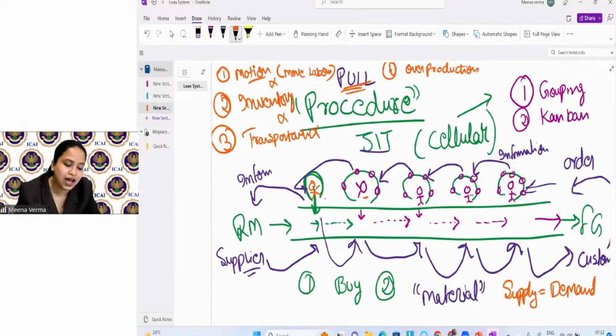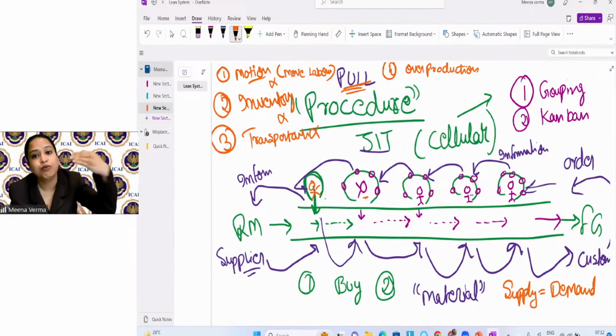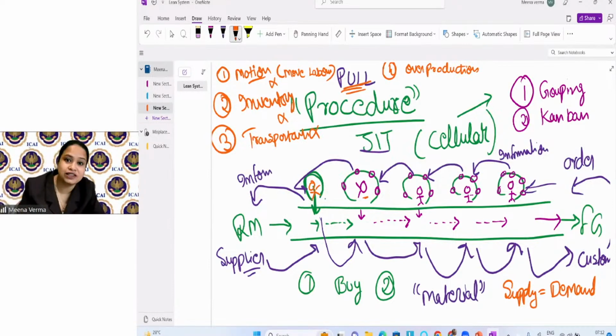See, when do we have overproduction? When you are supplying more goods than the actual demand in the market. Then in that case, we will have overproduction. So you can see here, there is no overproduction and supply always equals demand. All right. So you are avoiding overproduction here also, right?